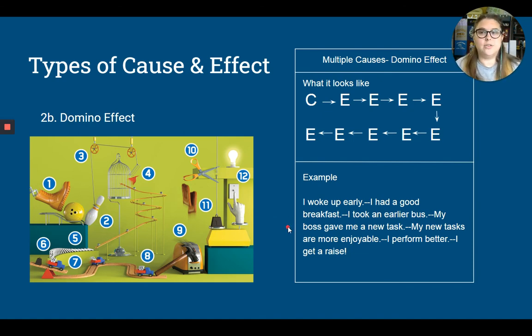So I created another example here that has to do with more real life events and not just a Rube Goldberg machine. So my example is that I woke up early.